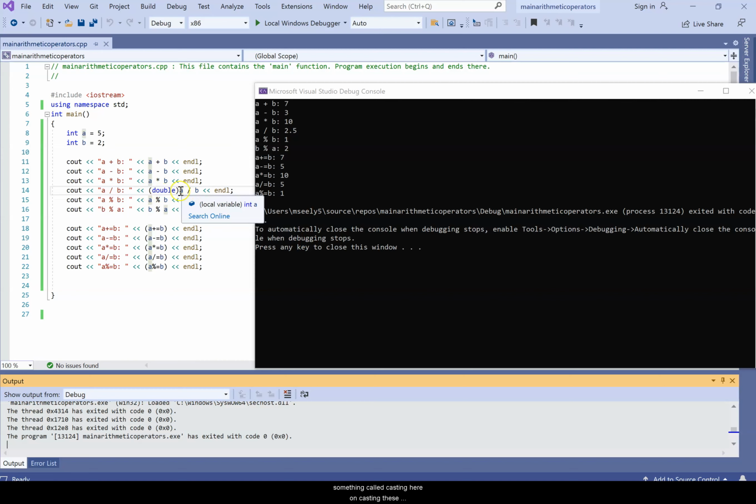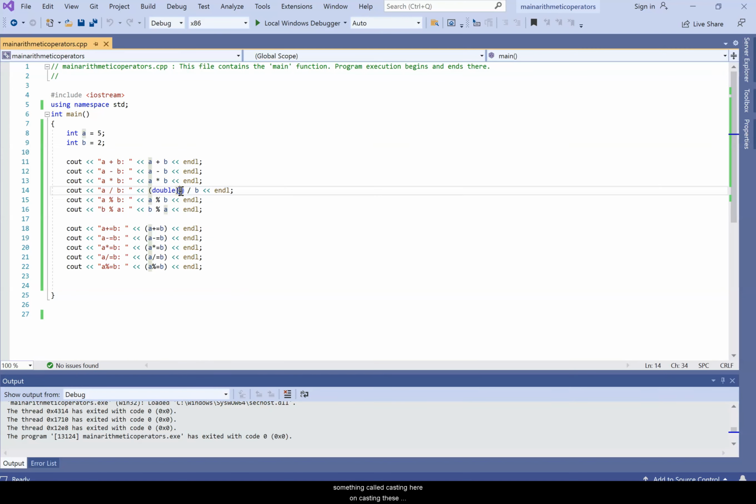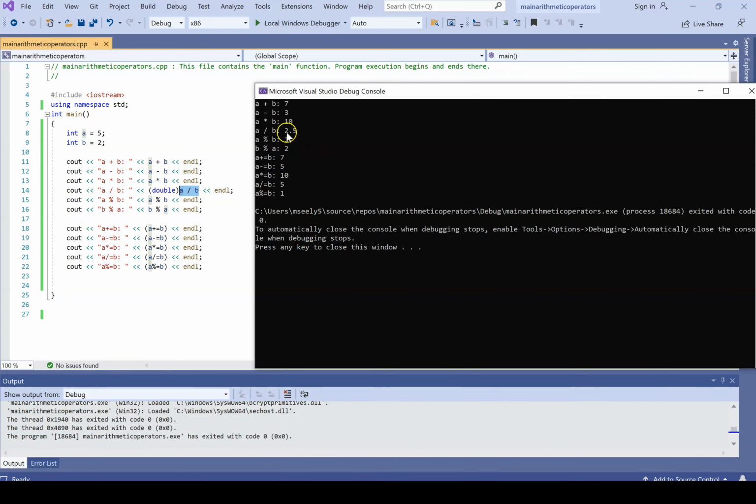So I'm doing something called casting here. I'm casting these integers as a double, and then what happens is it holds on to that 0.5. So 5 divided by 2 is 2.5.